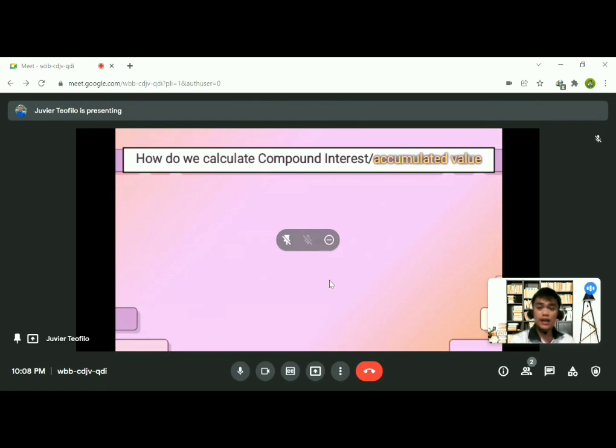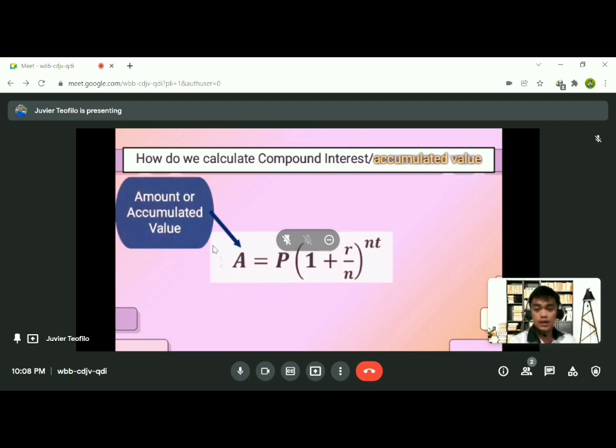Now, how do we calculate compound interest or accumulated value? Of course, we have the formula: A is equal to P times parentheses of 1 plus R over N, to the power of N times T, where A here is the amount, or the accumulated value.